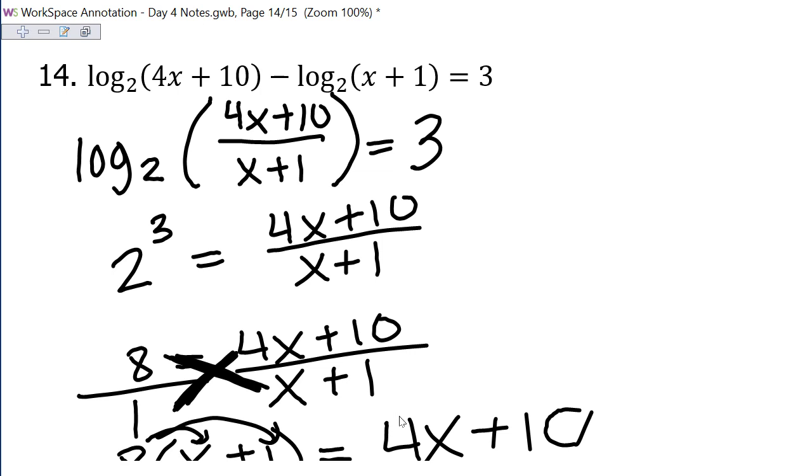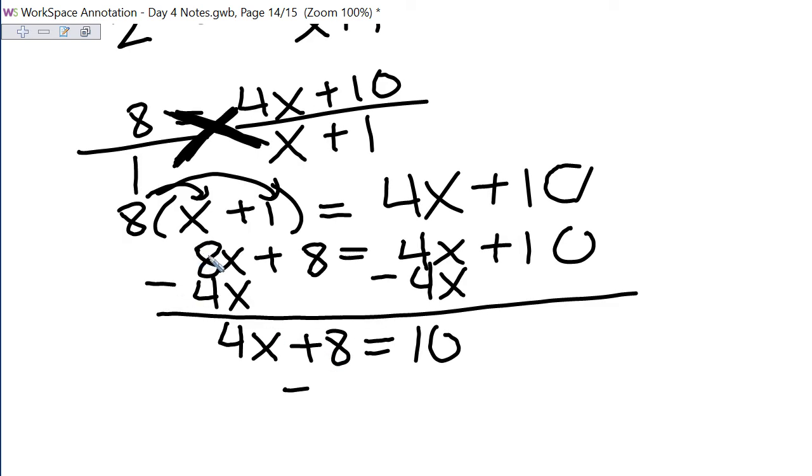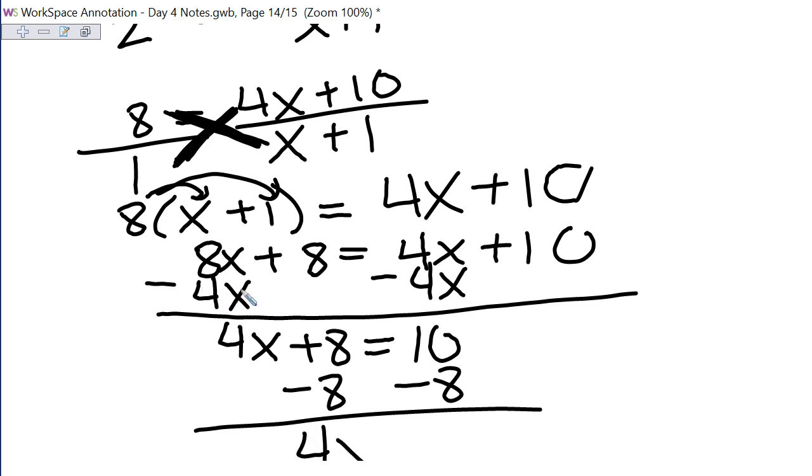What's next? Subtract 8 to both sides. So that's 4x equals 10 minus 8 is 2. Divide both sides by 4. And 2/4 is the same as 1/2 or 0.5, either one. But I do need to go back up and check that.